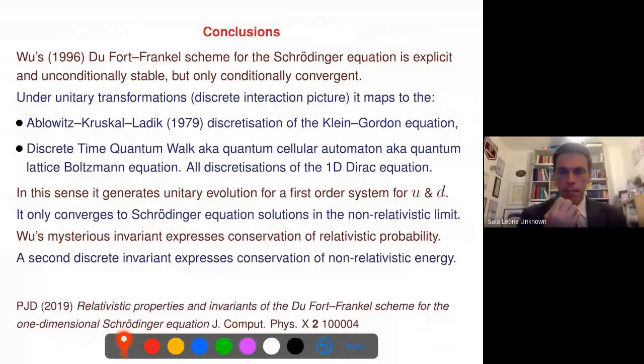It only converges to Schrödinger solutions if you're non-relativistic as well as refined. That explains the conditional convergence. Wu's mysterious invariant says, really, we only conserve relativistic probability, not the non-relativistic probability you'd expect for the Schrödinger equation. And there's a second discrete invariant which does express conservation of the discrete non-relativistic energy. And then more details and references are all in this paper.